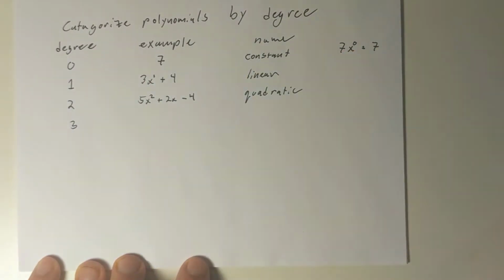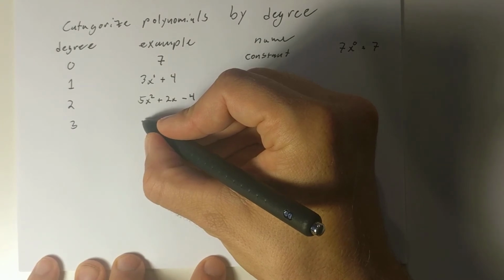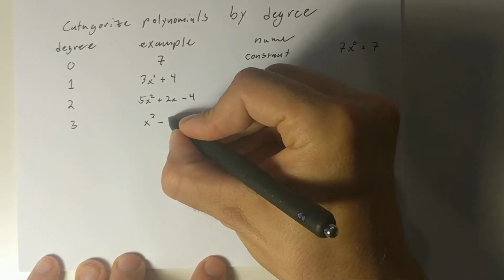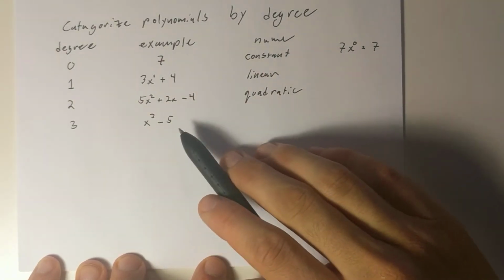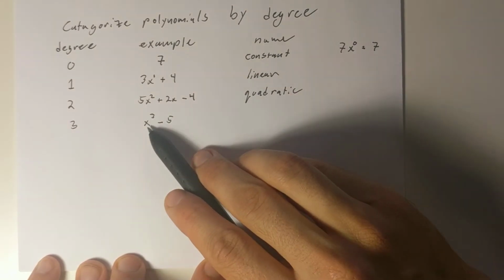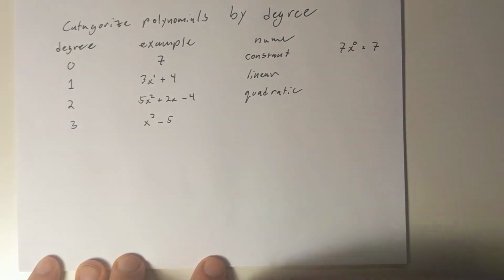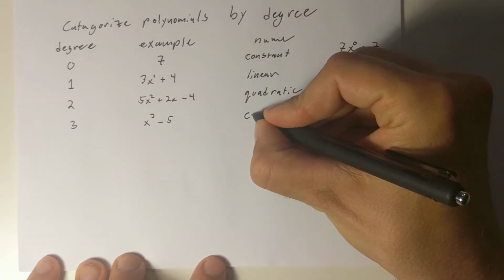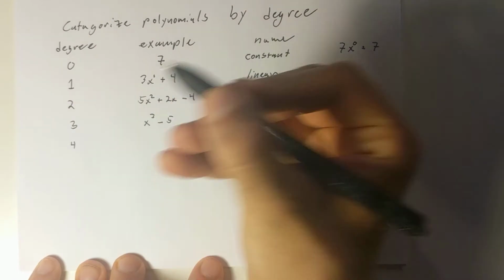What about a third degree? A third degree is going to be, let's do an x cubed minus 5. So notice, pretty simple, really. I only have 2 terms. This is a constant. This has 3 degrees, so we call it a third degree polynomial. This one is called a cubic. All right, let's do a fourth degree.